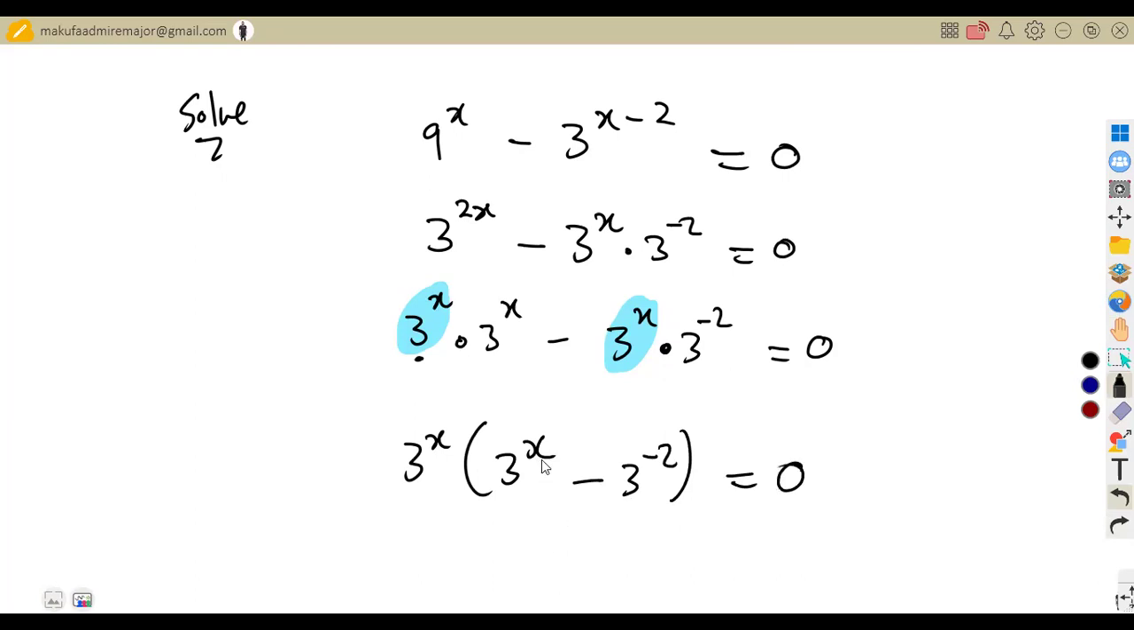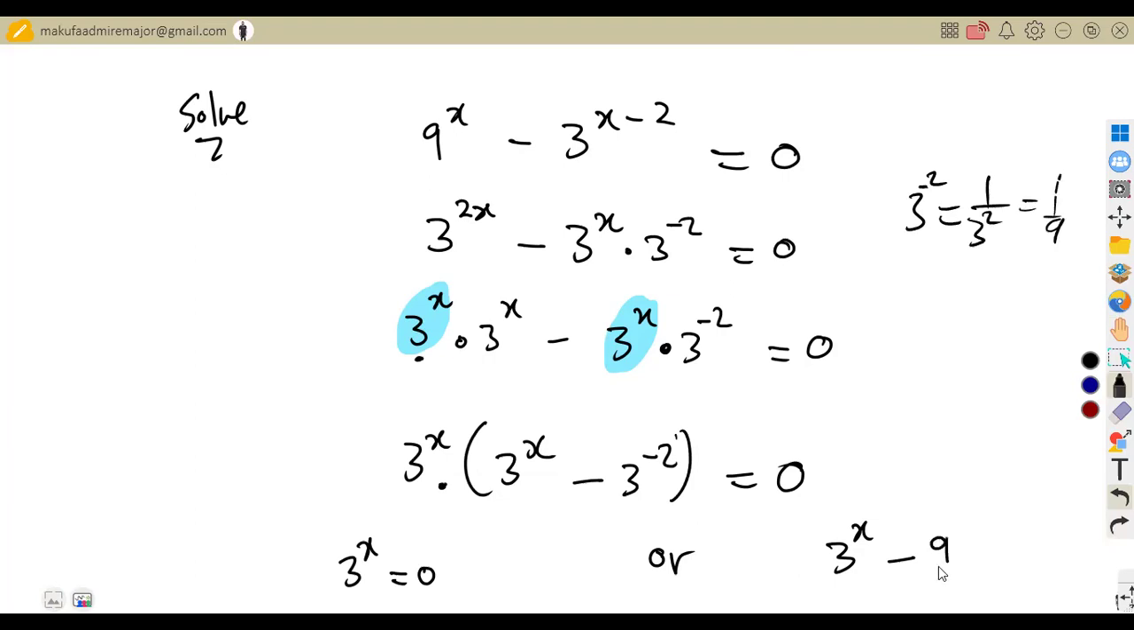We are now back to our normal zero concept. For the product of two factors to be equal to 0, one of these two must be equal to 0. 3 to the exponent of x must be equal to 0, or this bracket, 3 to the exponent of x minus 3 to the exponent of minus 2, is equal to 0. 3 to the exponent of minus 2 is the same as 1 over 3 to the exponent of 2, which is 1 over 9.